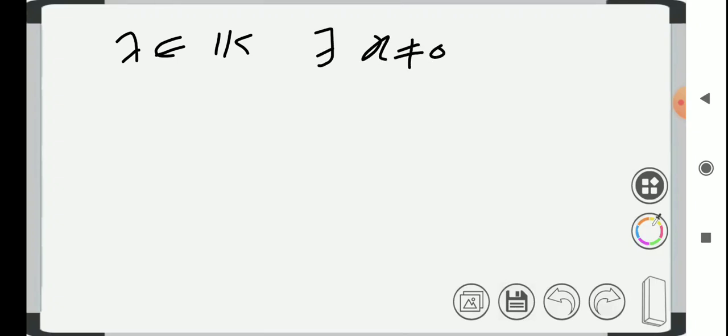So we claim that for this symmetric operator A, its eigenvalues are real. Let me prove this property. Suppose lambda is in our field K. For an operator, whether it has an eigenvalue or not depends on the underlying field of the vector space. So if lambda is an eigenvalue, there exists some non-zero vector x in our Hilbert space H such that Ax is simply lambda times x, that is, it gets scaled up or down depending on lambda.